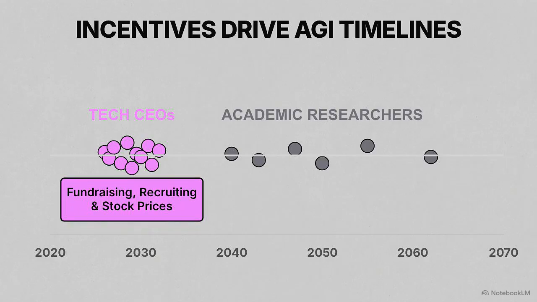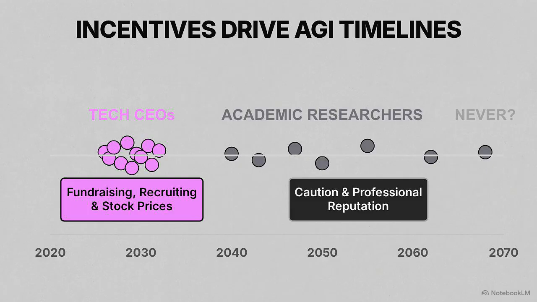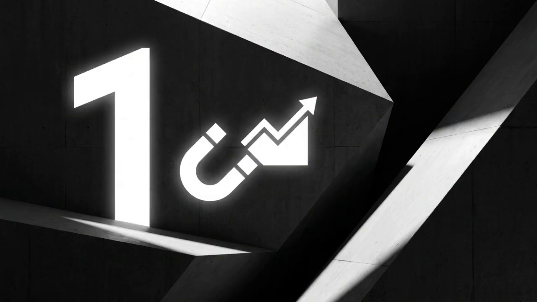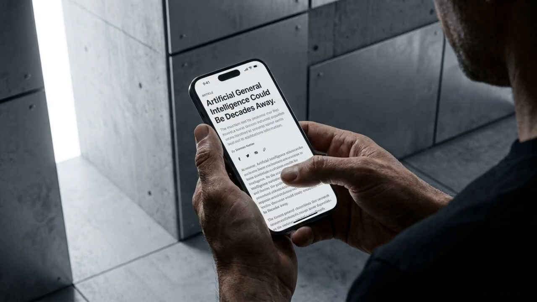These forecasts are tied to external incentives. Near-term predictions help AI companies drive fundraising, recruit talent, and boost stock prices. On the other side, academic caution protects researchers' reputations. When you read a headline about the imminent arrival of AGI, evaluate it by asking 3 questions. What incentives does this organization have? What exact evidence are they offering? And how much uncertainty remains? Regardless of confident corporate timelines, treating artificial general intelligence as a current reality is a critical error in judgment.